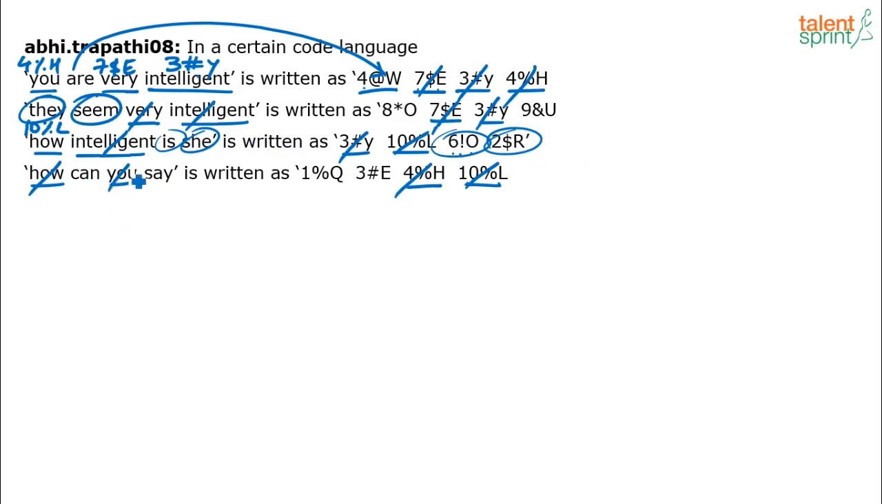Right? Then can and say are also unique. I mean, these are not repeating in any other statement, right? If they are repeating, then we can find out the common ones and eliminate. But here can either be 1% Q or can be 3 hash E. Accordingly, the other one will be for say.